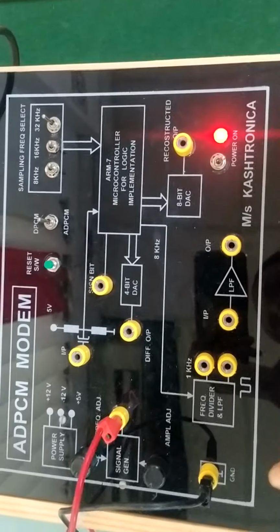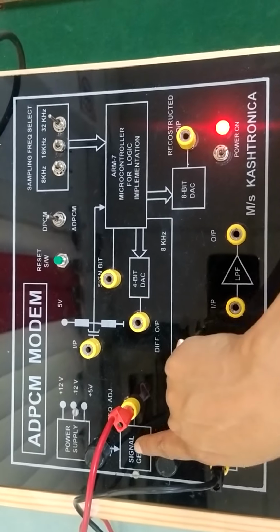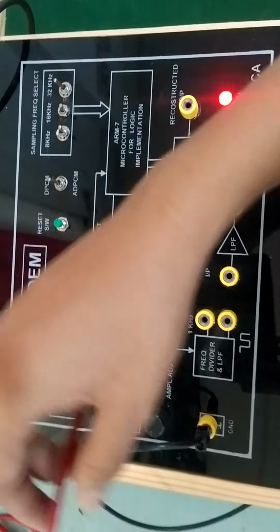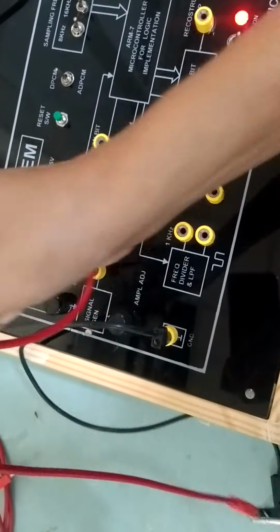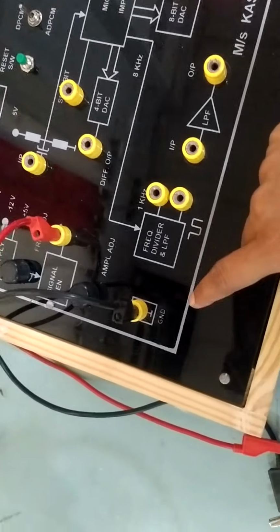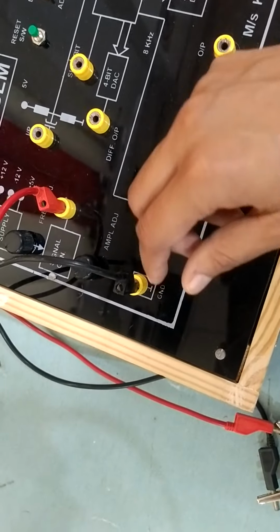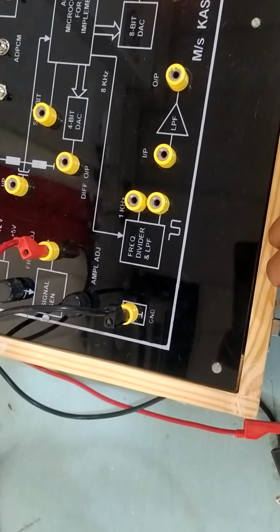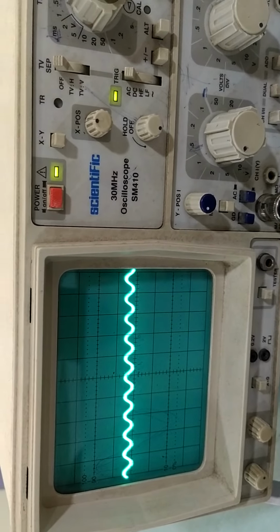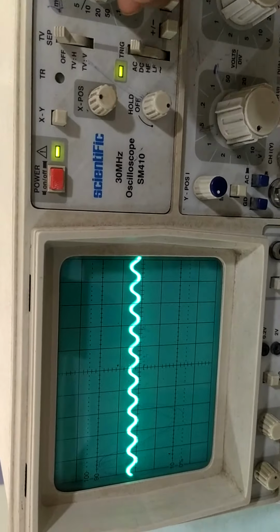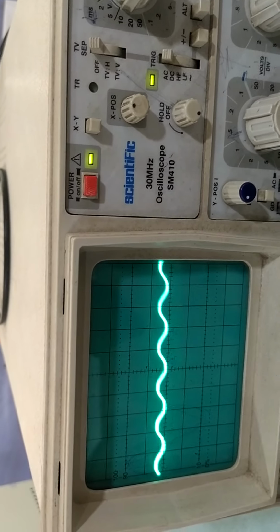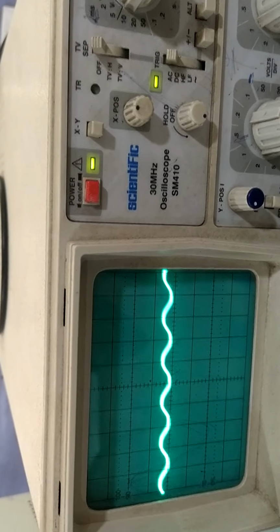Now here we will firstly observe the information signal, which is a continuous time analog signal, connected to the positive probe of the CRO, and the negative probe is connected to the ground. Now we will see the output on the CRO. Here this one is the information signal, meaning our input signal. Now we will draw this signal.